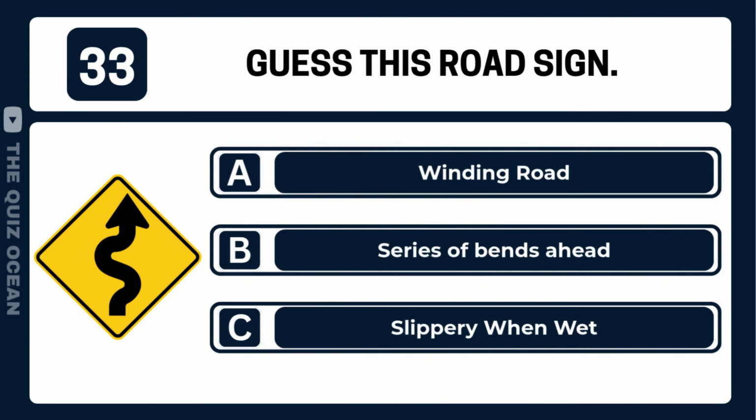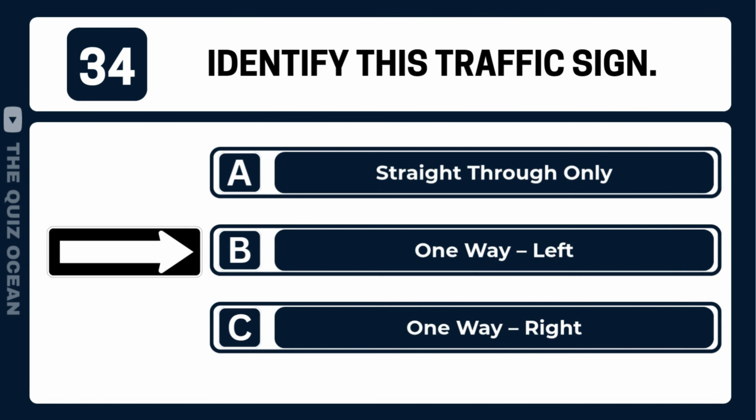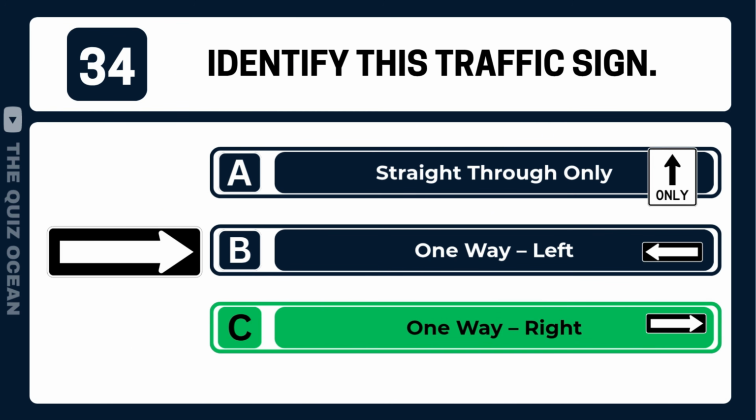Guess this road sign. Great job. This one means winding road ahead. Identify this traffic sign. Good recognition. This marks a one-way right.